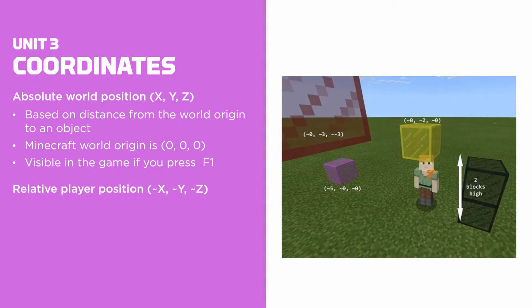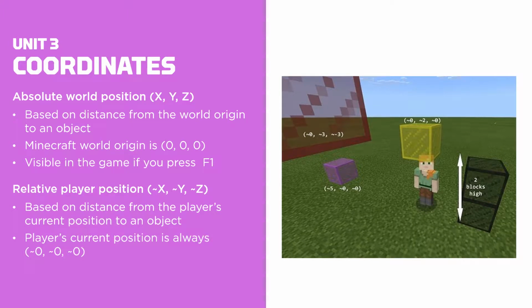Relative player position is represented as X, Y, Z with a tilde symbol before each coordinate, and it's based on the distance from the player's current position to an object. In Minecraft, the player's current position is always tilde 0, tilde 0, tilde 0, which is the block representing the lower half of a player's body. This type of position is not visible in the game.